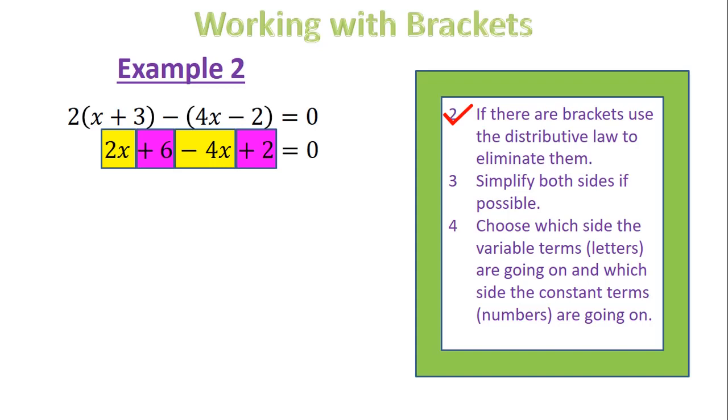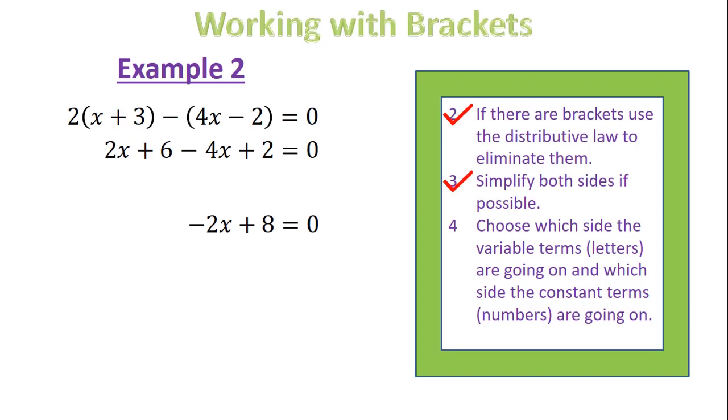Let's work with those. The yellow ones, the x's first. 2x minus 4x gives me minus 2x. Plus 6 plus 2 gives me plus 8. And that equals 0. Step 3 is now done.